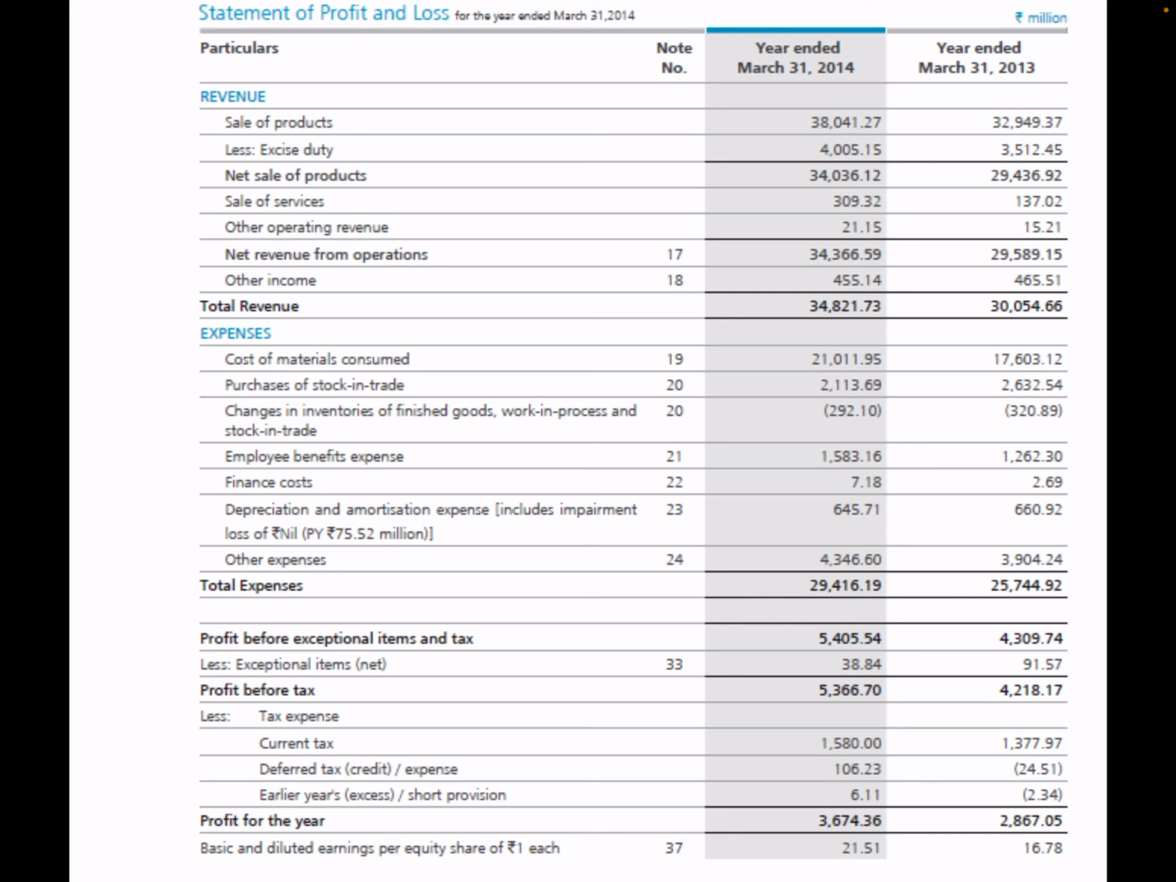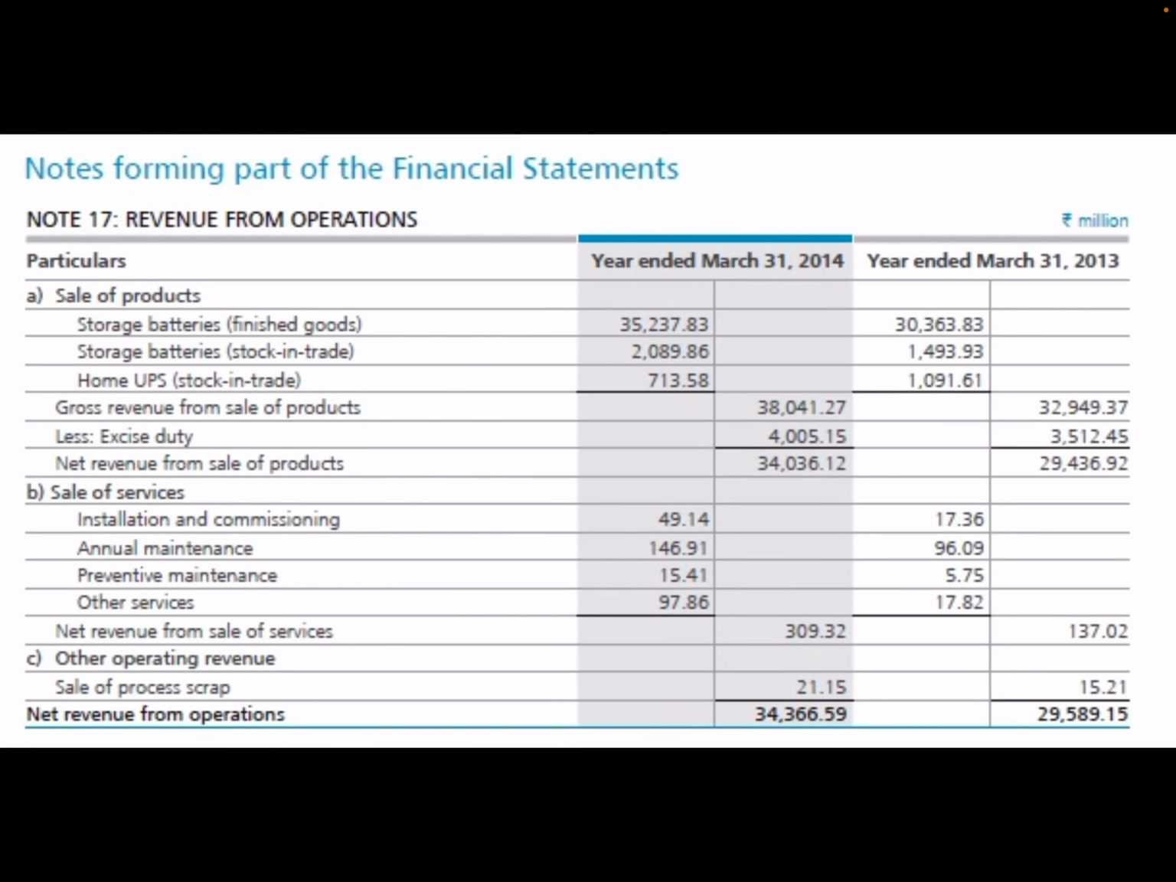Do recall in the previous video we had discussed notes and schedules of the financial statement. The following snapshot gives the details of the note 17. The note clearly gives a more detailed analysis of the split up of revenue from operations, and does not include other income details. As you can see under the particular section, A talks about the split up under sales of products.